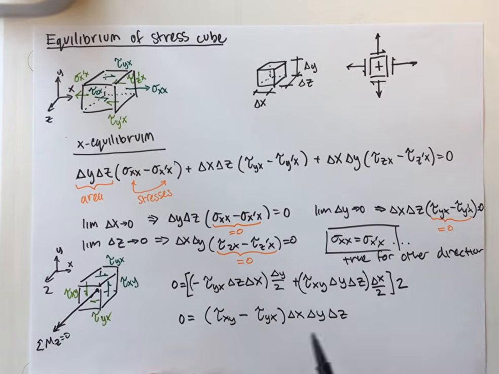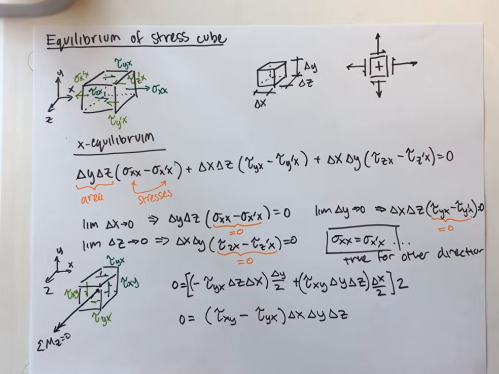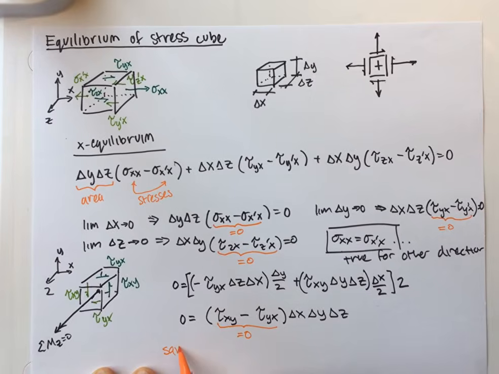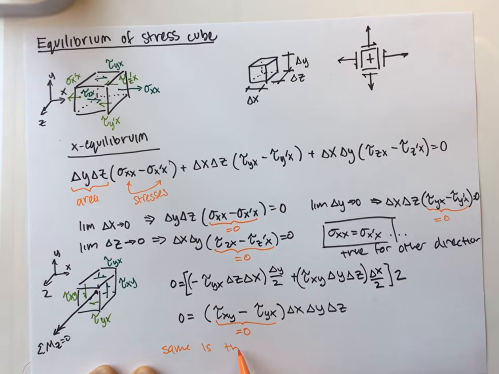And if we take our limits, like we did before, what you'll find is that everything in this parenthesis must be equal to 0. So the same is true for the other directions. You can do the moments about x and about y. You'll get the same general equation.